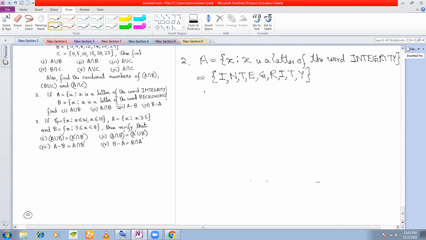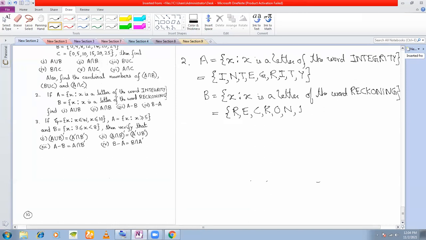Okay. And B is the set X such that X is a letter of the word reckoning. So now if you want to write this in tabular form, R, E, C, K, O, N, I, N, G. These are the elements of the set B. Okay. You need to find here, first question, A union B.